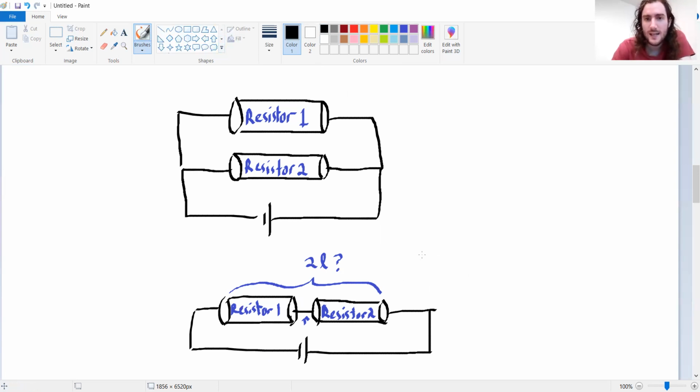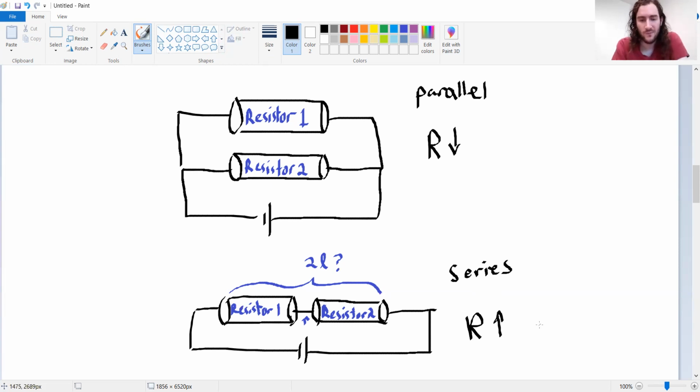So in this case here, R should go down. So this is parallel. This is parallel. R goes down. And then when we have series, R should go up. More resistance. Okay. But let's see why that's the case.